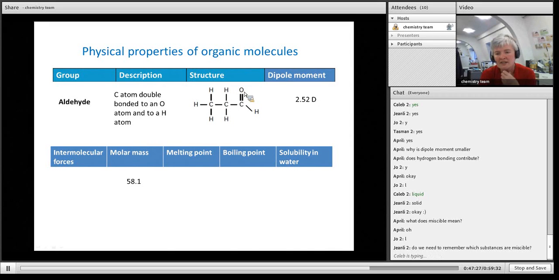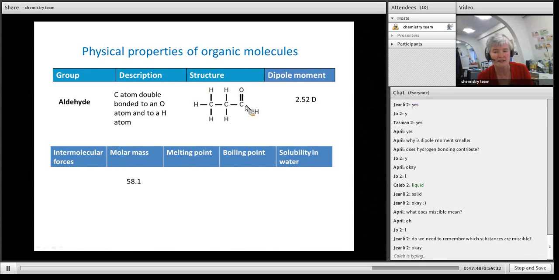Johnny, not necessarily which ones are miscible, because every compound is going to be slightly different. Remember, the longer the carbon chain, the less likely it's going to dissolve. So propanol will have a different solubility to butanol or pentanol. I'm just giving you examples here.